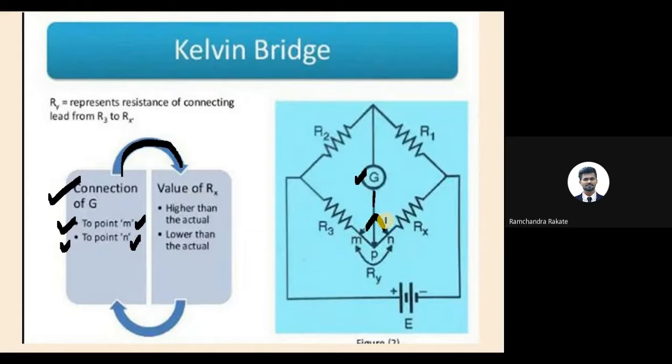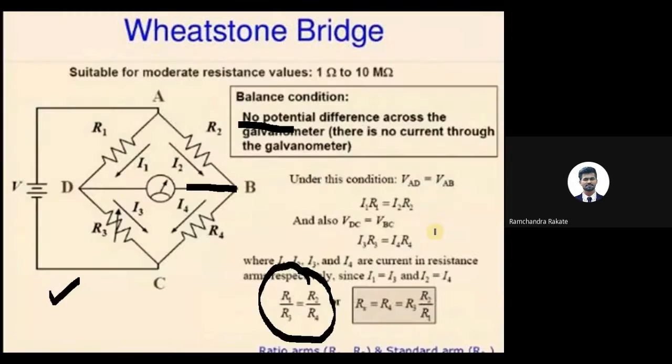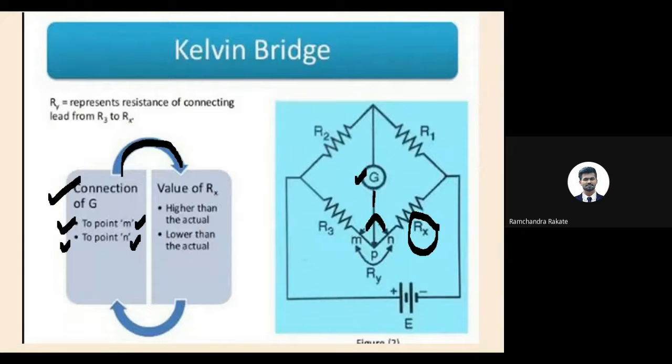Because of this connection, the value of Rx will change. Rx is my unknown resistance that we need to measure. Same as your R4, here R4 is your unknown resistance. For that we have derived the equation: R4 is nothing but your Rx. So if my galvanometer is connected at point M, then Rx plus Ry, this is my other resistor, will get added.